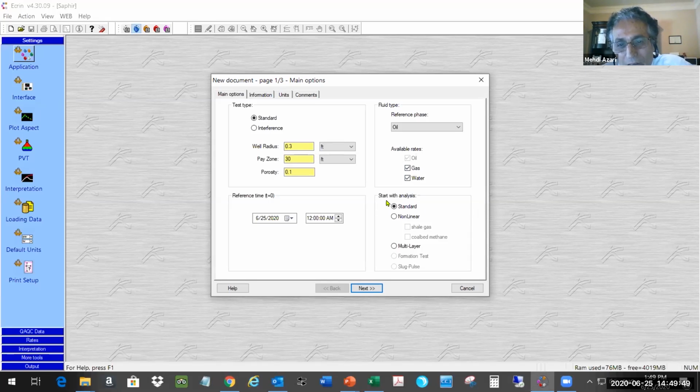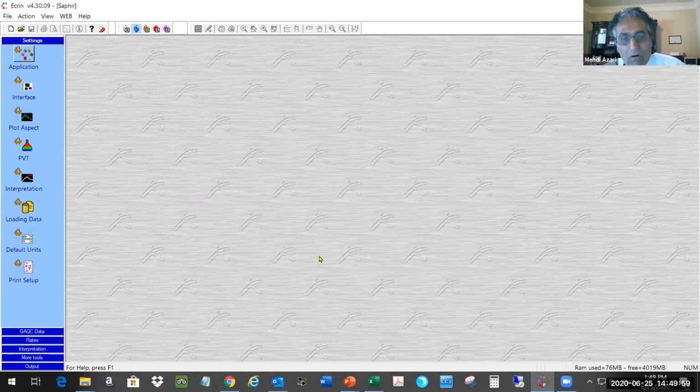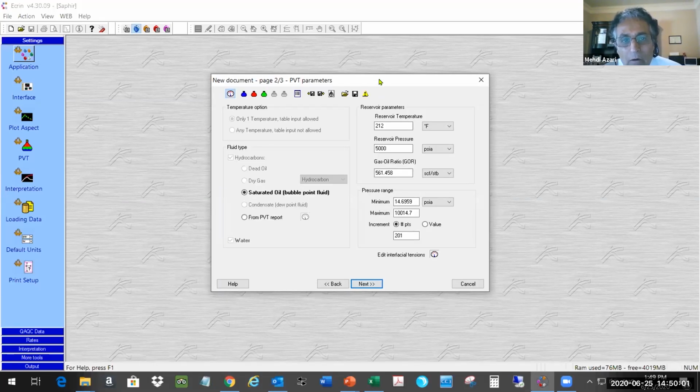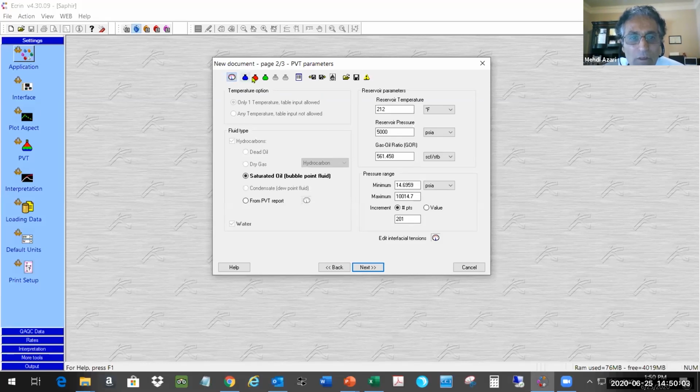And again, you have different analyses: standard, non-linear, multi-layer, all of these are possible with that one. Formation testers, slug test, shale gas, all of these are there. Okay, so now let's keep going. Now I got all three phases of water, gas, and oil, so I can separately get the PVT for each one of them.